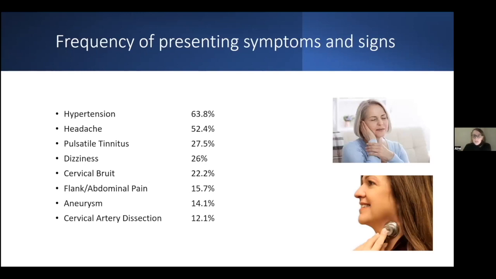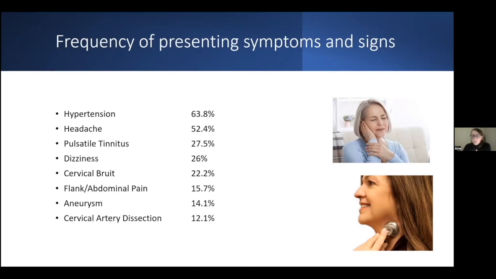So there are various different types of signs and symptoms of FMD, and these are based on large registry data in terms of how frequently we see some of these presenting signs and symptoms. In general, males are more likely to have a renal manifestation of FMD, such as flank pain or hypertension, and women are more likely to have some cerebral manifestations of FMD, such as headaches or pulsatile tinnitus. These are the most frequent presenting signs and symptoms that we see in clinical practice.